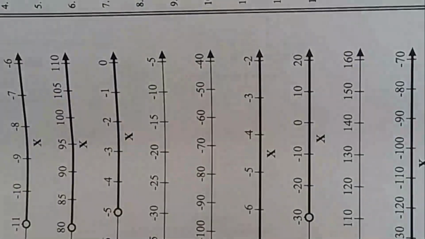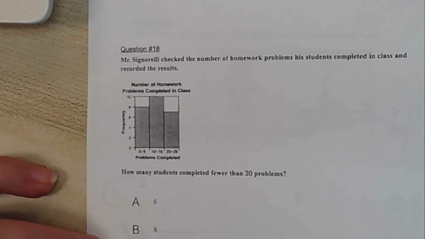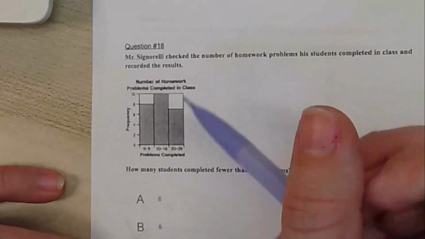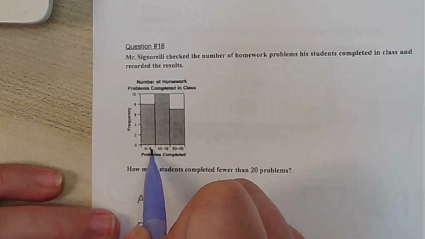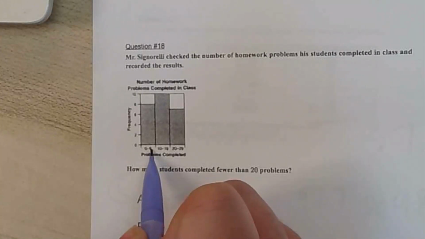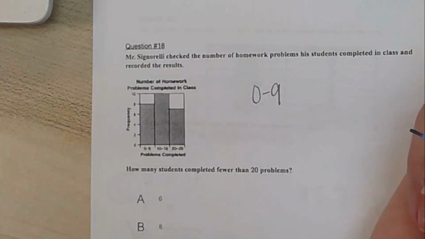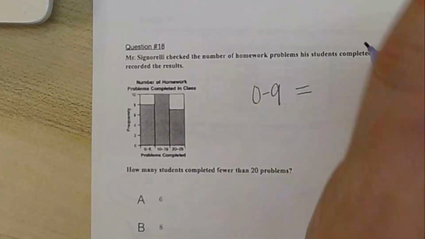Now, looking at my next problem on 18. It has a histogram. What's another word for a histogram? Bar graph. So when I'm looking at this bar graph, this histogram, I see categories 0 to 9. There's going to be how many? 8. How much is 0 to 9 worth in this bar graph? 8. And then 10 through 19 is what?